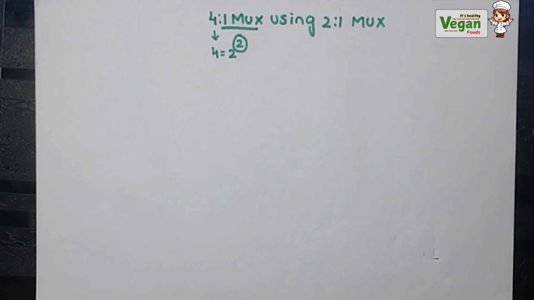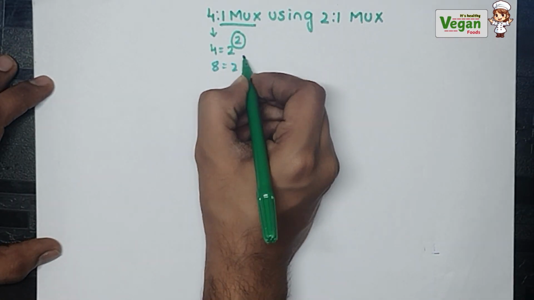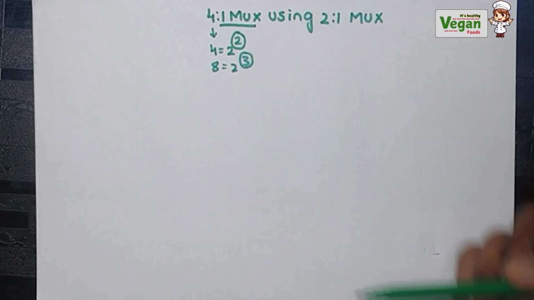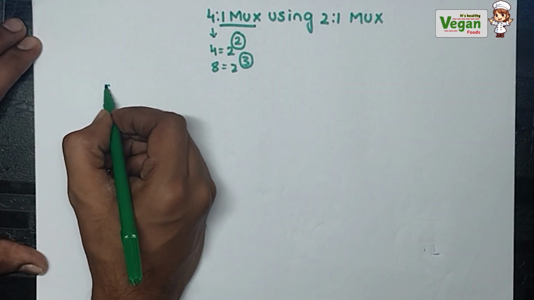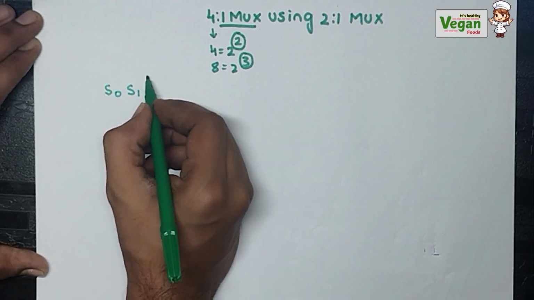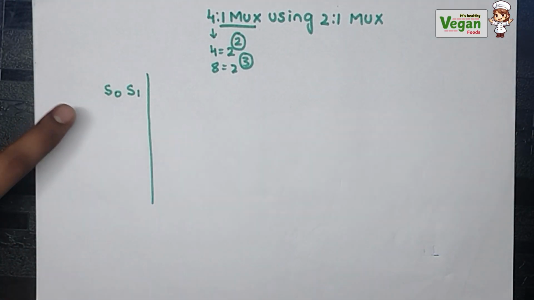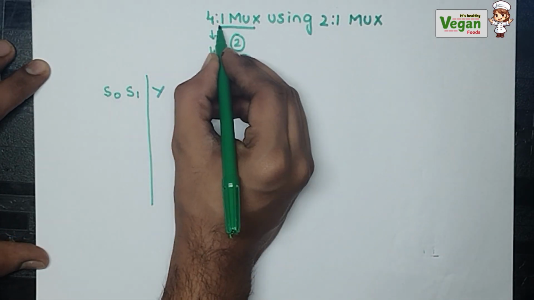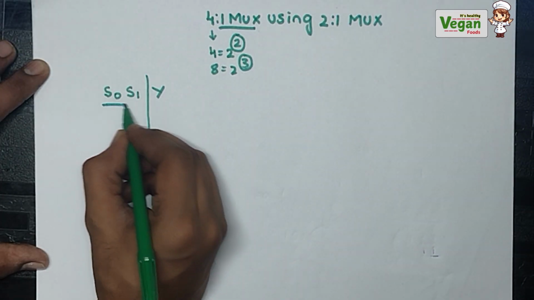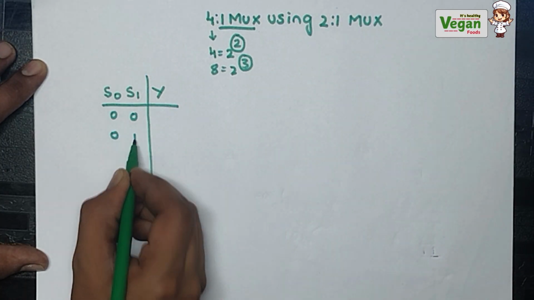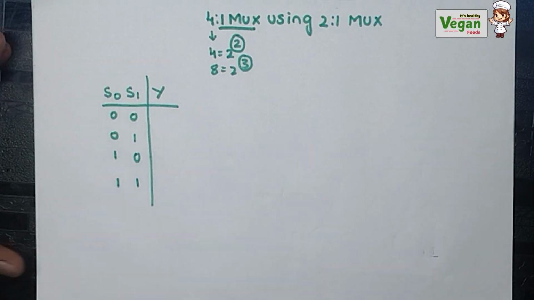So if it was 8, how can you write 8? 2 power 3. So if it was an 8:1 mux, we would need 3 selective lines. Since we are designing a 4:1 mux, we need 2 selective lines. Therefore, these selective lines S0 and S1 will act as the inputs for the 4:1 mux. And what will be the output? There is only one output. Since we have 2 inputs, what will be their combination? 0 0, 0 1, 1 0 and 1 1.